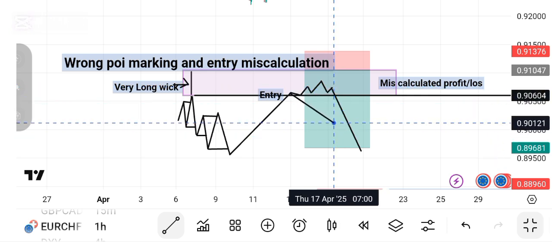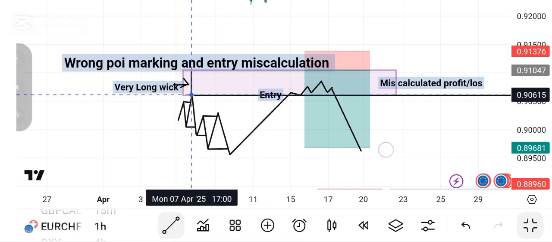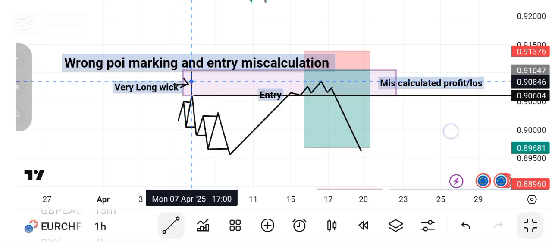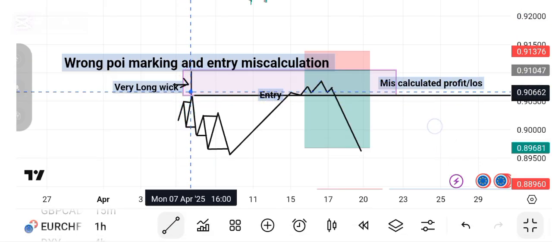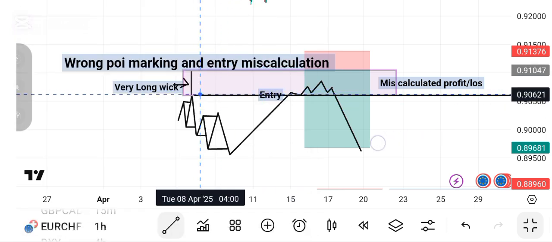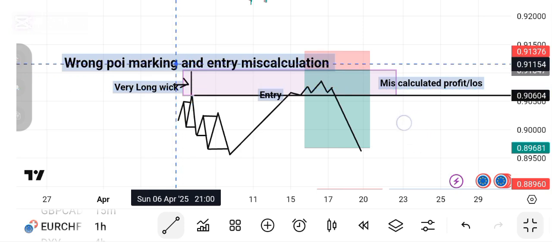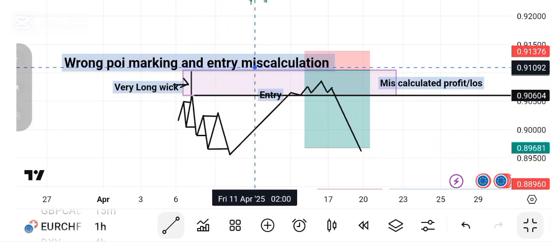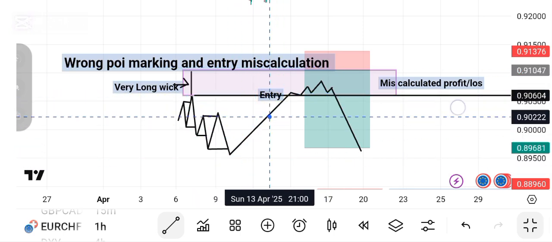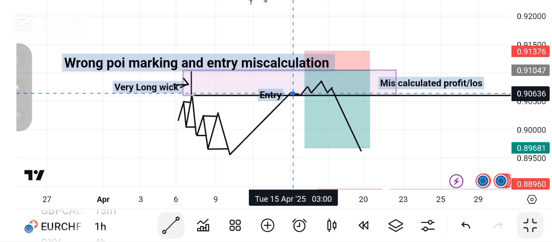So if you are using this type of POI, anytime you come to the chart and you see your setup, and you are using a long wick as your POI, what you will do is just avoid that trade entirely, because if you anticipate for price to just come and touch your POI before you enter, you are going to be in a big drawdown.